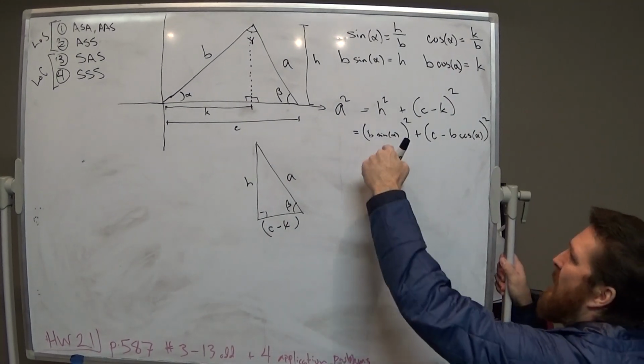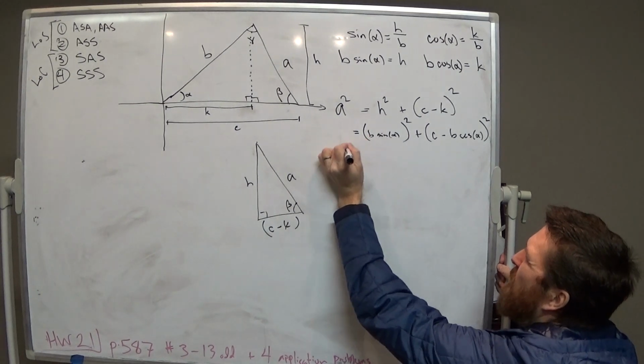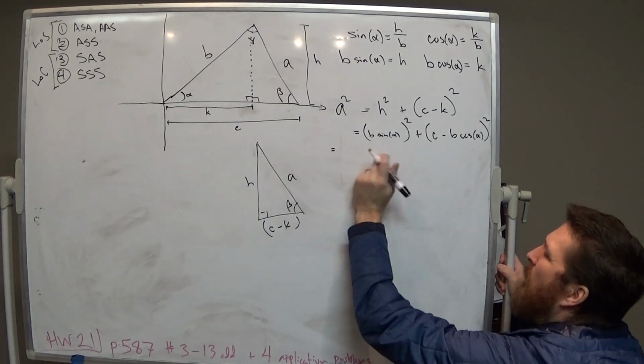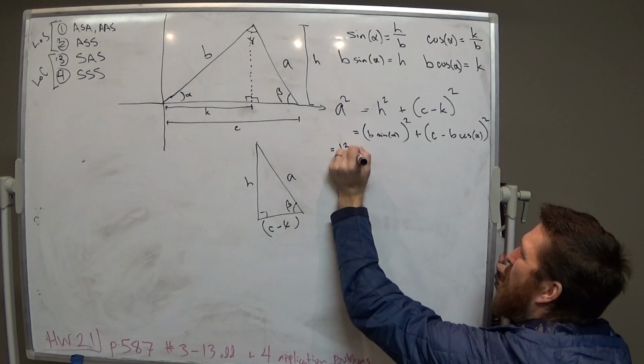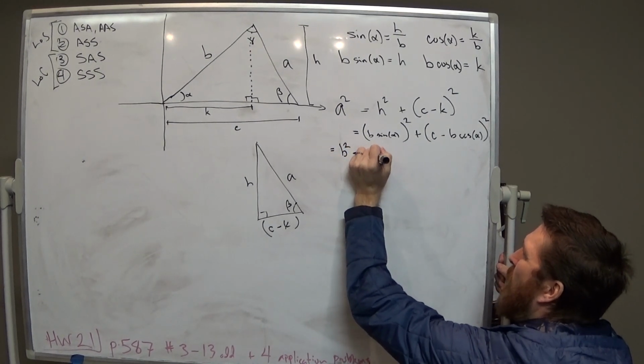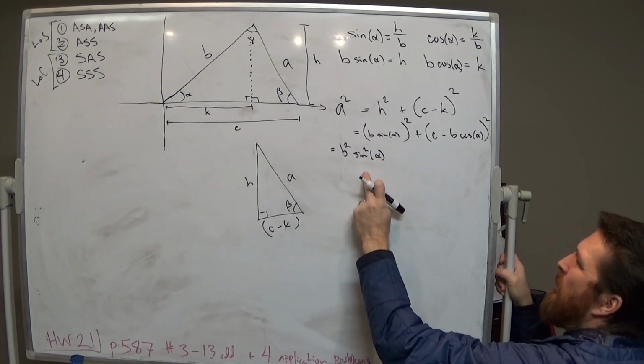So I'm going to say, okay, I square this. What do I get if I square that? I'm going to move this over a little bit to give me some room. b squared sine squared alpha. Hold on, I'm getting ahead of myself. Okay, so that is that squared.